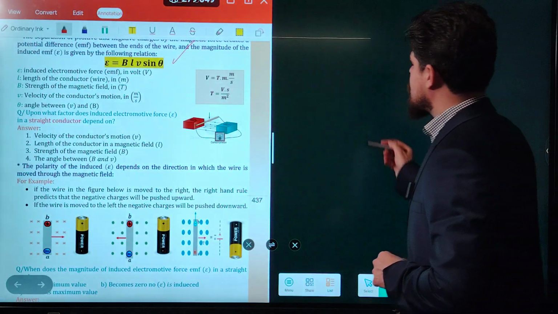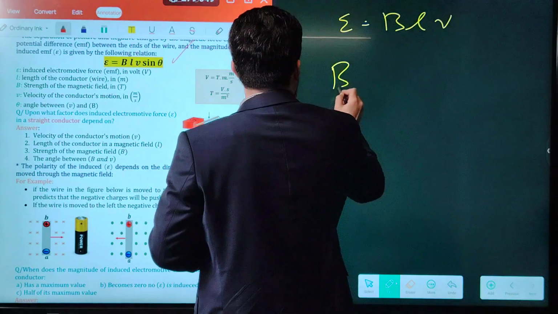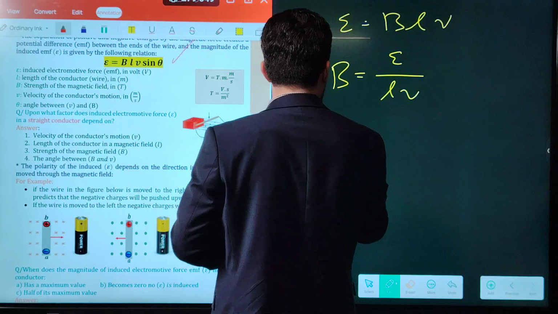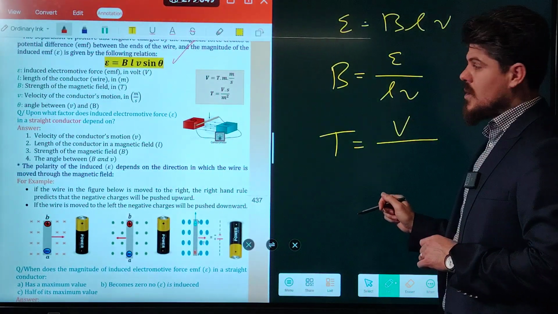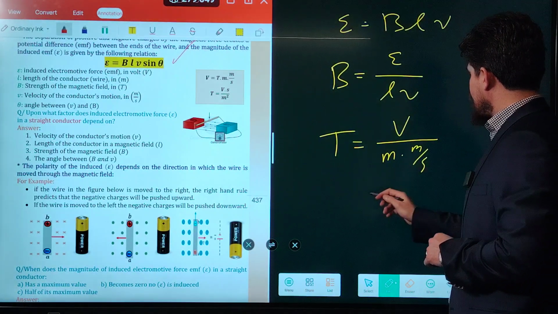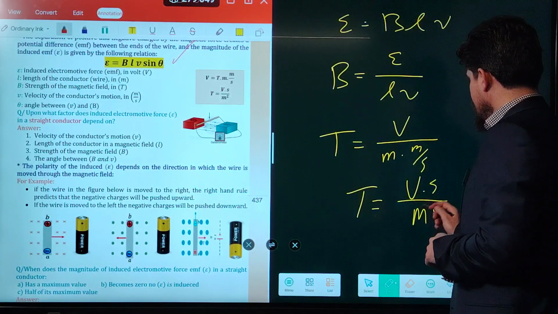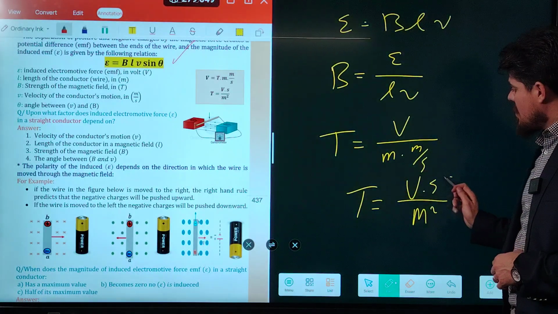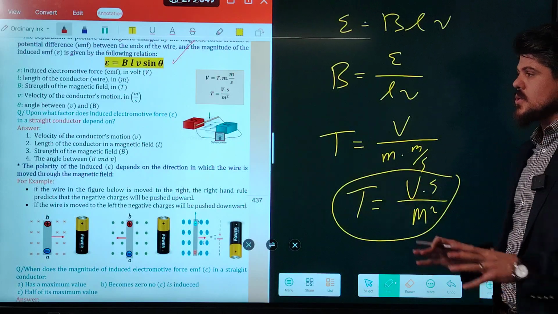So you can rearrange this equation. EMF is equal to BLV, so B is equal to EMF over LV. B is measured in what? Tesla. What is the equivalent unit of Tesla? Electromotive force is measured in volts, length in meters, velocity in meters per second. If you rearrange this equation, it becomes volt second per meter square. We have many equivalent units of Tesla, but one of them is volt second per meter square. So this is very important.